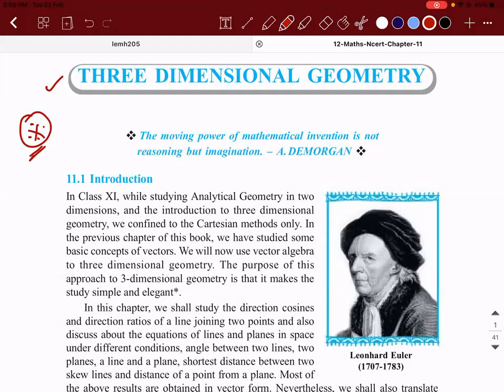In your 11th standard also, you had three-dimensional geometry. In the next chapter to coordinate geometry, the straight lines and conic sections, you had something called three-dimensional geometry. There, what did we learn? So three-dimensional geometry, what comes to your mind?